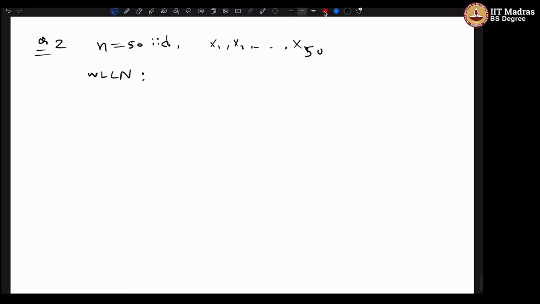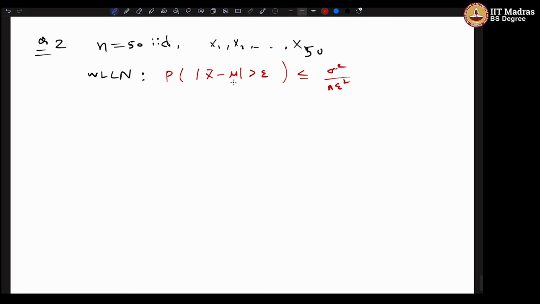So we know what the weak law of large numbers is. I will write it down. This is very important. The probability of, it basically comes from Chebyshev's inequality, so the probability of |x bar minus mu| greater than epsilon is less than or equal to sigma square by n times epsilon square. Here a few things are really important to understand.